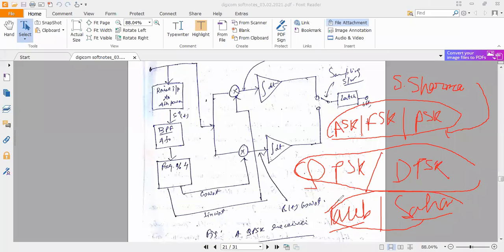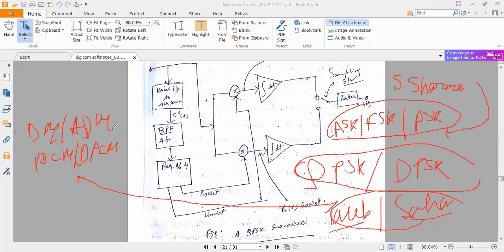Also, from Taub and Schilling you can follow PCM, sorry, I'm mentioning PCM here. You note it down: PCM, DPCM, DM, ADM. So for Taub and Schilling, you can follow QPSK, DPSK, DM, ADM, PCM, DPCM. If you follow my notes, mostly you will get all these from the Taub and Schilling book.